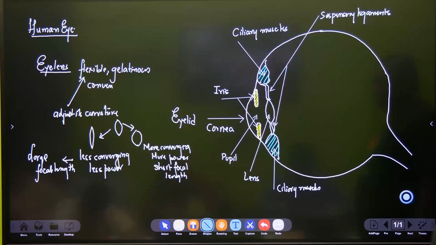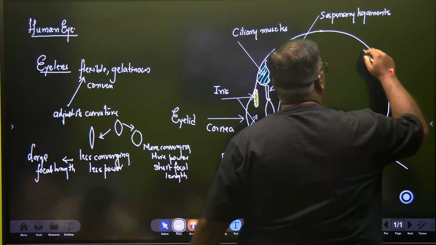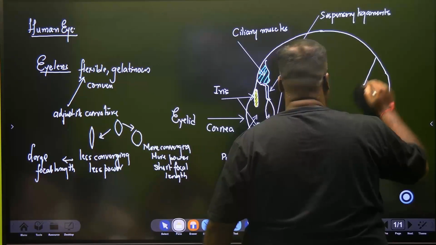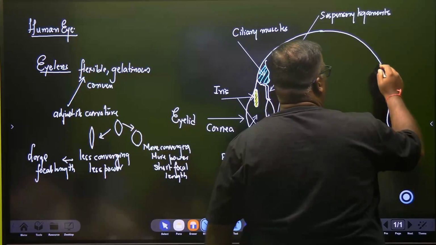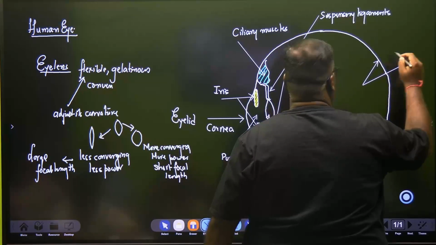This much is okay. After that, we have this portion which acts like the screen. This portion is known as the retina of the eye. So this is known as the retina.